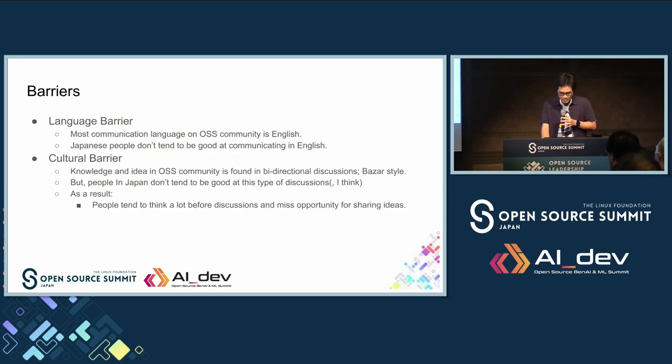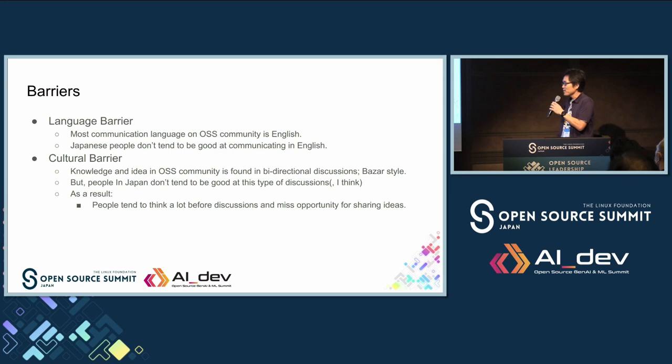But there are some barriers, I think. The first one is a language barrier, and the second barrier is a culture barrier. Let me explain the first one, the language barrier. In the OSS community, the most common communication language is English. So Japanese people don't tend to be good at communicating in English.